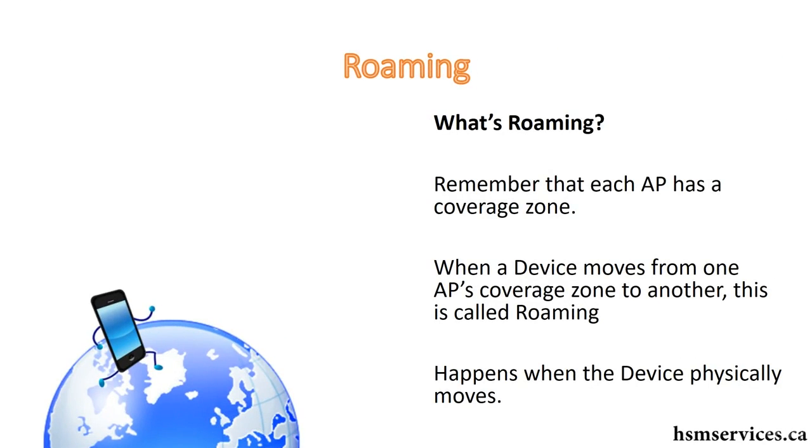And we need to consider roaming, especially if you're using a voice over WLAN. As I've been saying, access points have coverage zones. So if you're on your voice over Wi-Fi phone and you're walking around in a campus or a big building, and you move from one coverage zone to another, and then you need to disconnect from the first access point and connect to the second access point. We call that roaming.